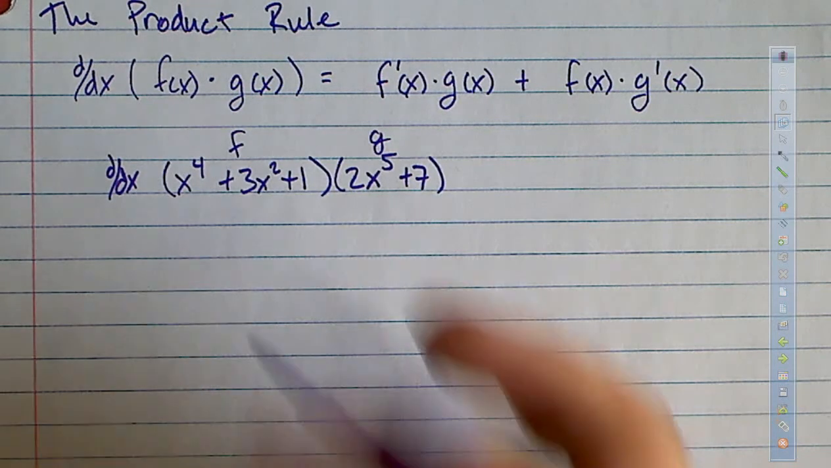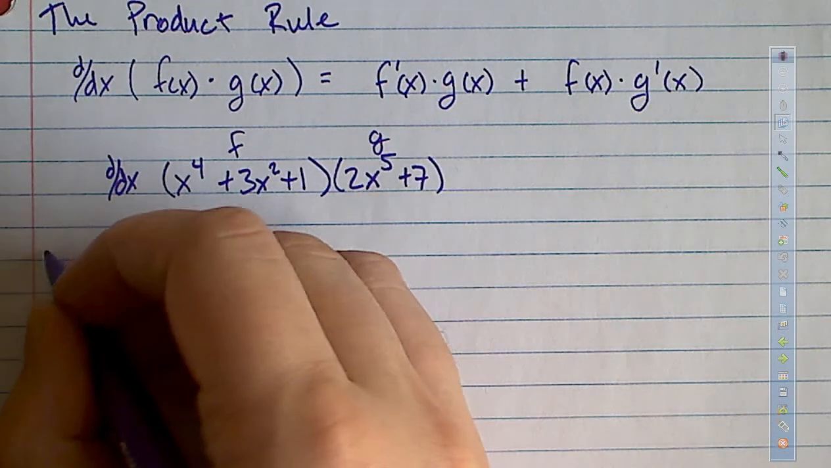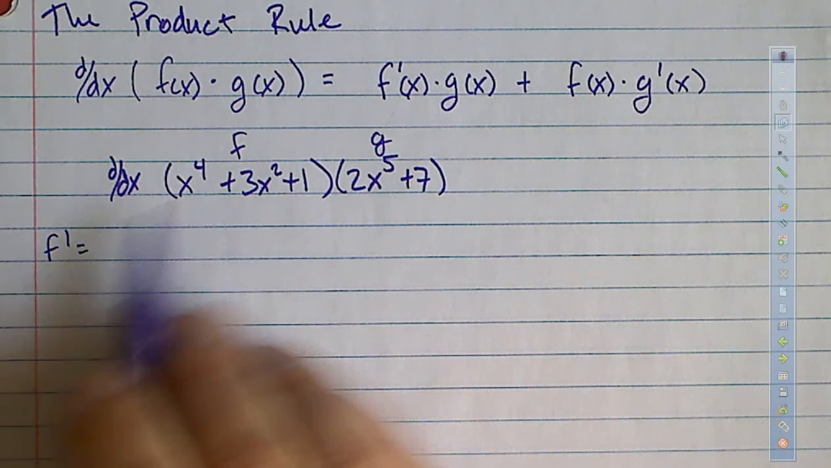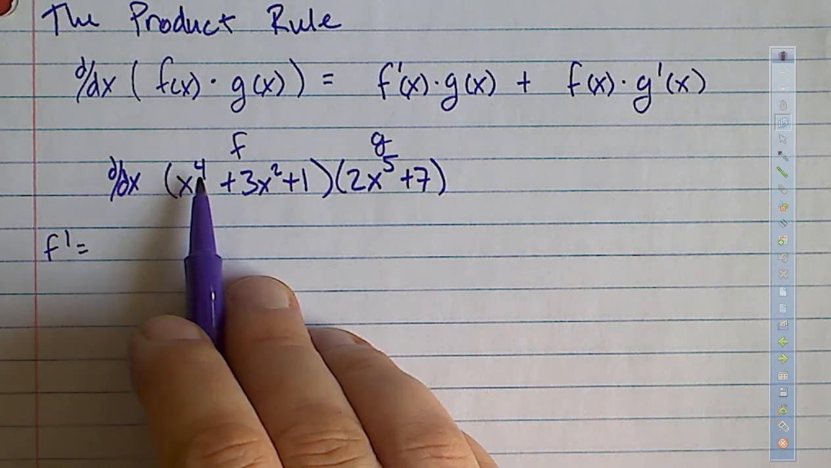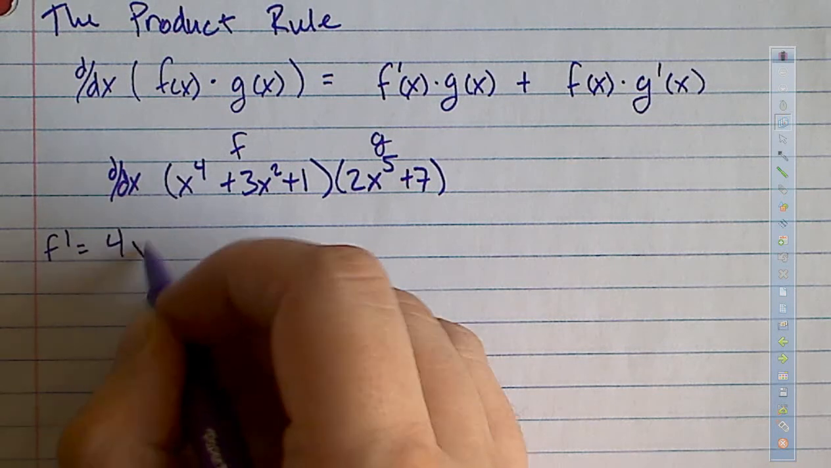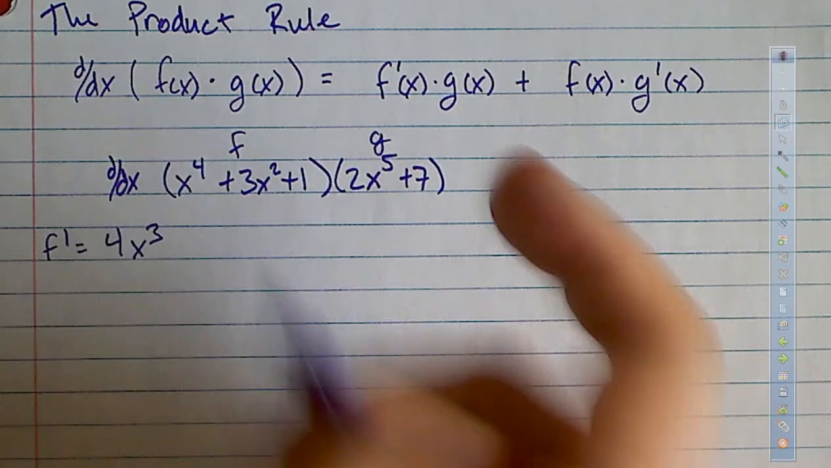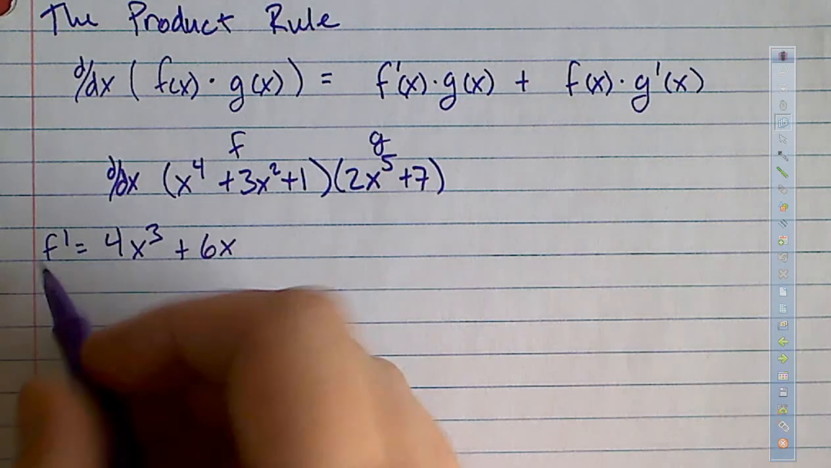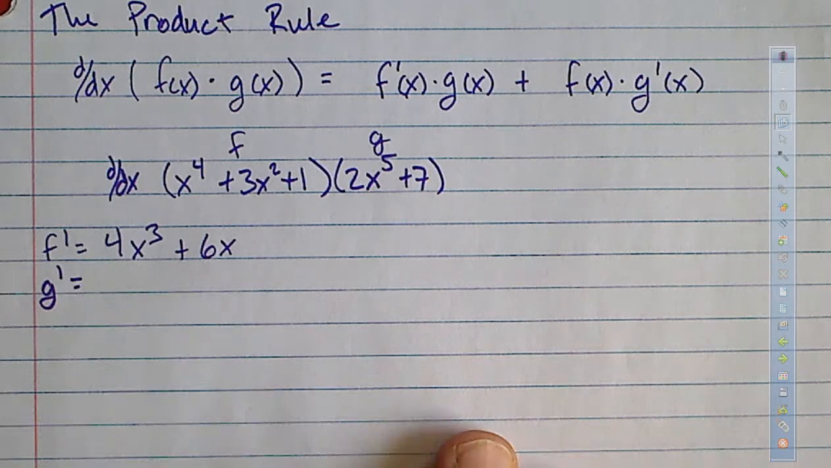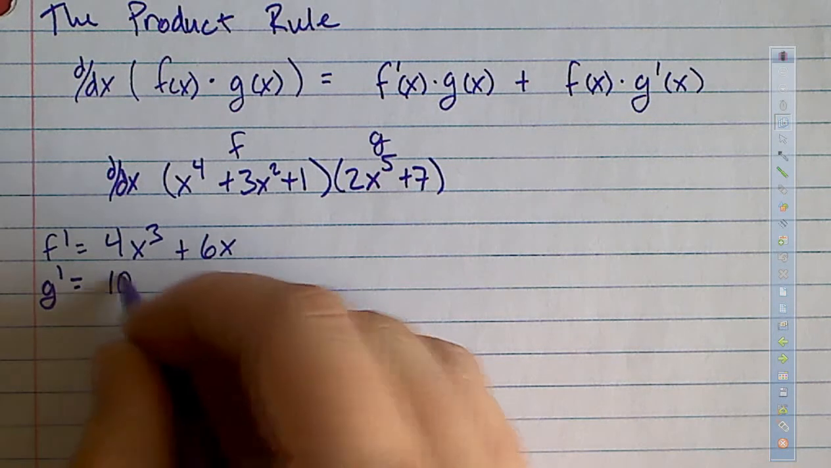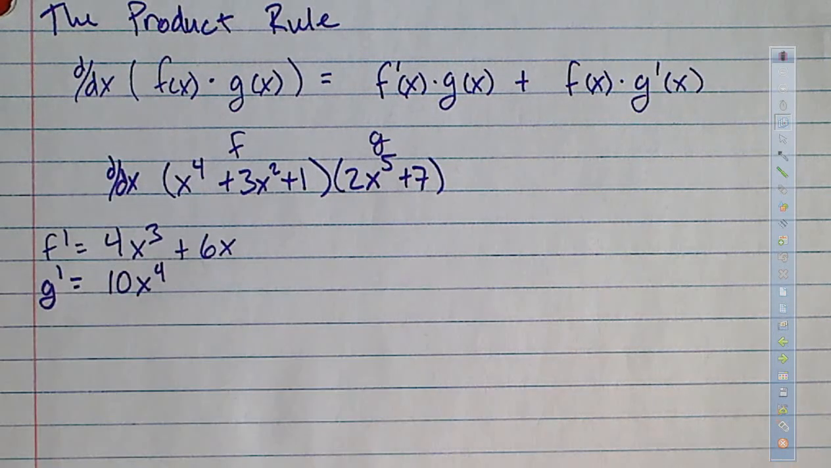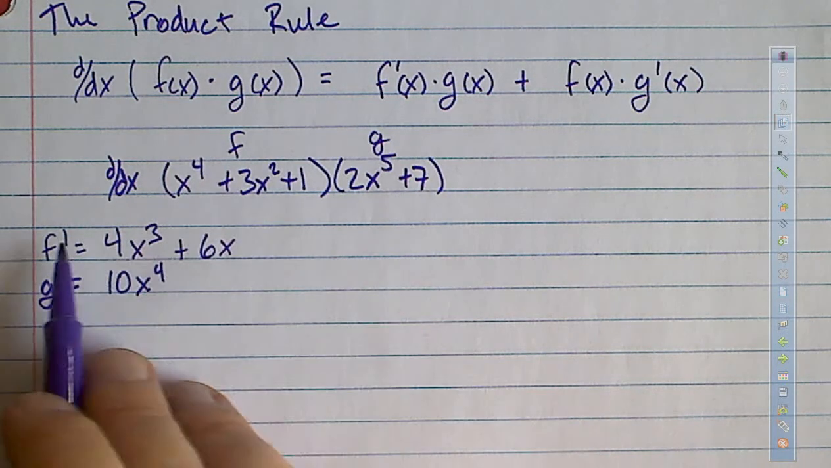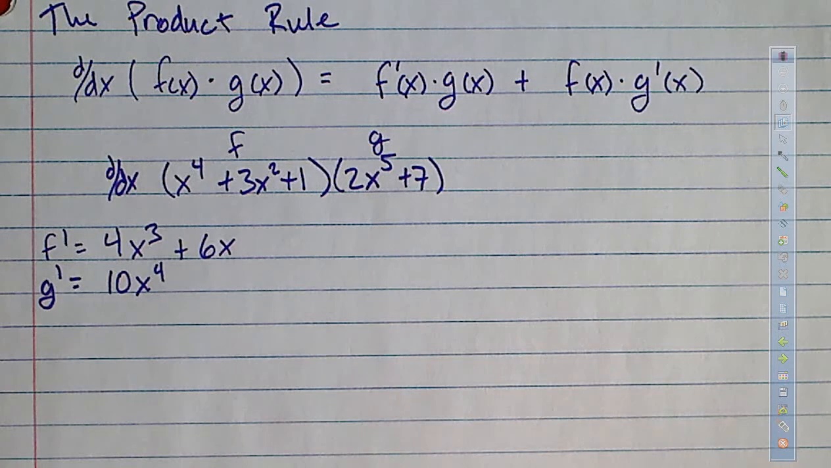So first I'm going to find out what f prime is, or the derivative of f. So f prime, or the derivative of f, would be 4x to the third plus 6x, and then the 1 goes away. G prime would be plain old 10x to the fourth. Alright, so I know what f is, I know what g is, I know what the derivative of f is, and I know what the derivative of g is.